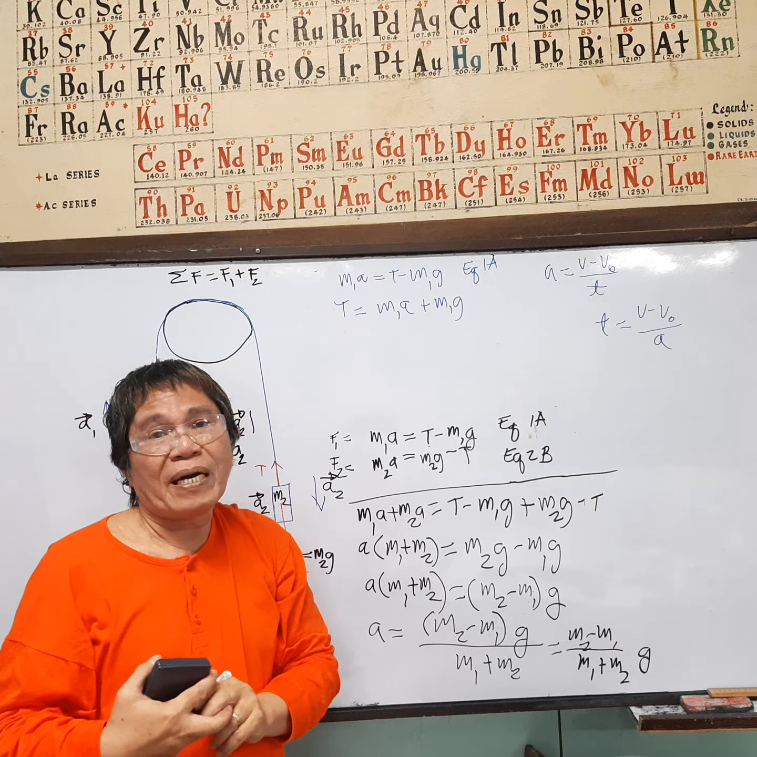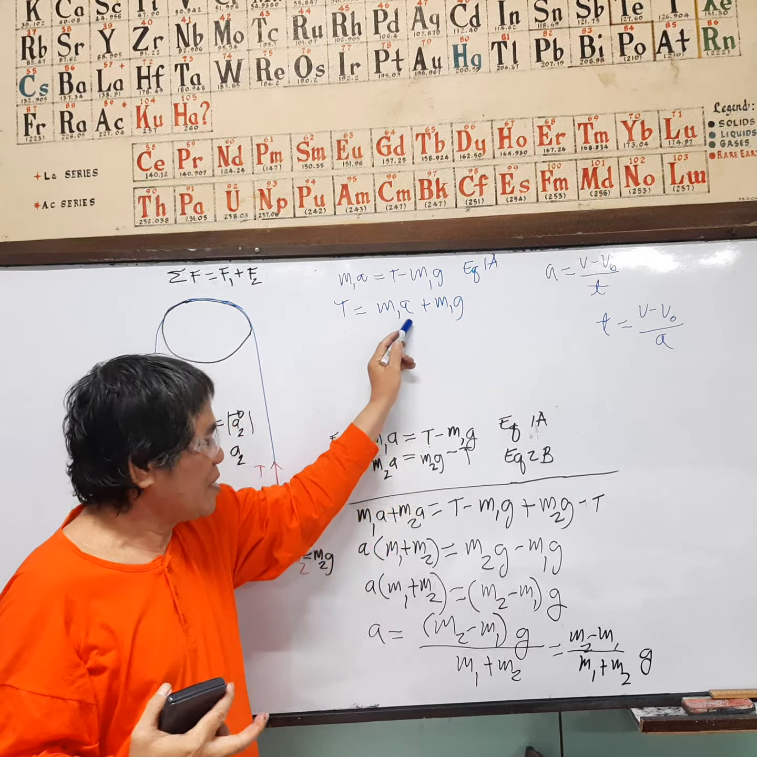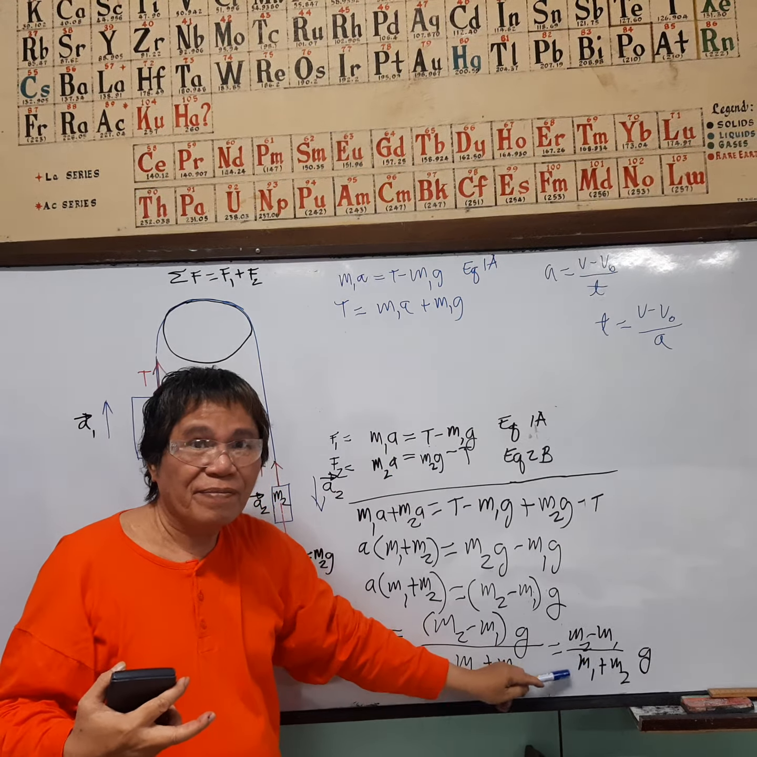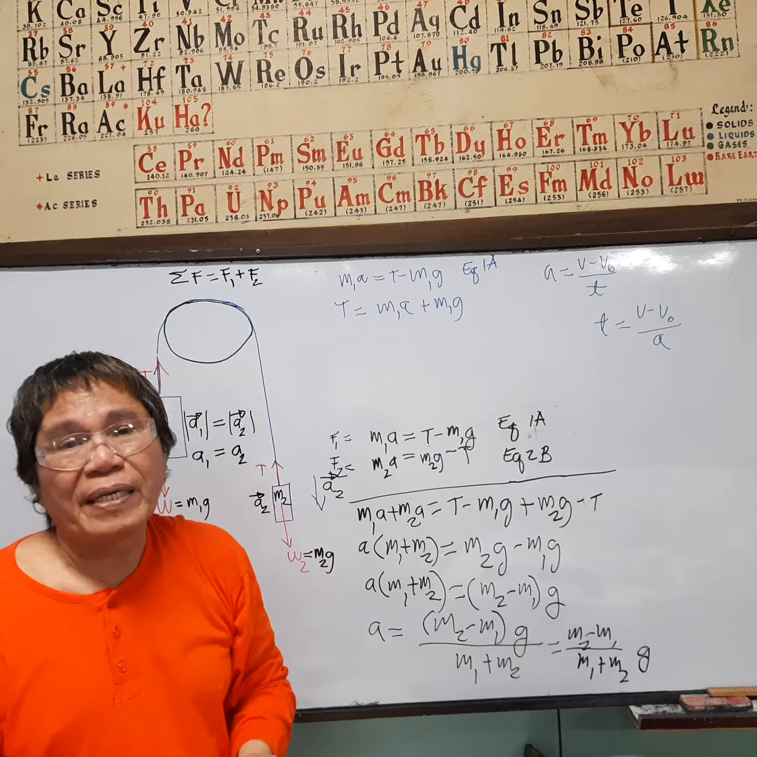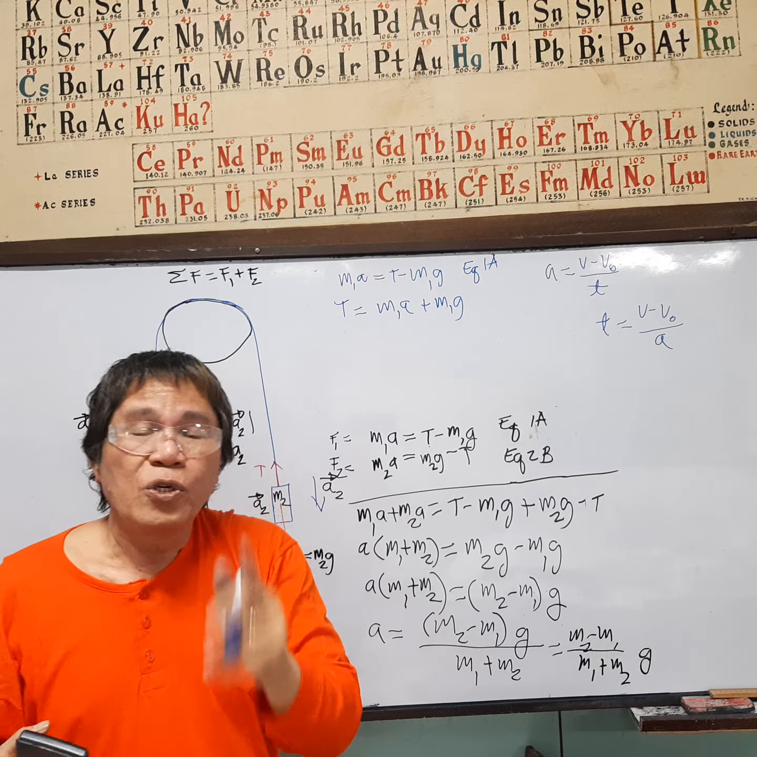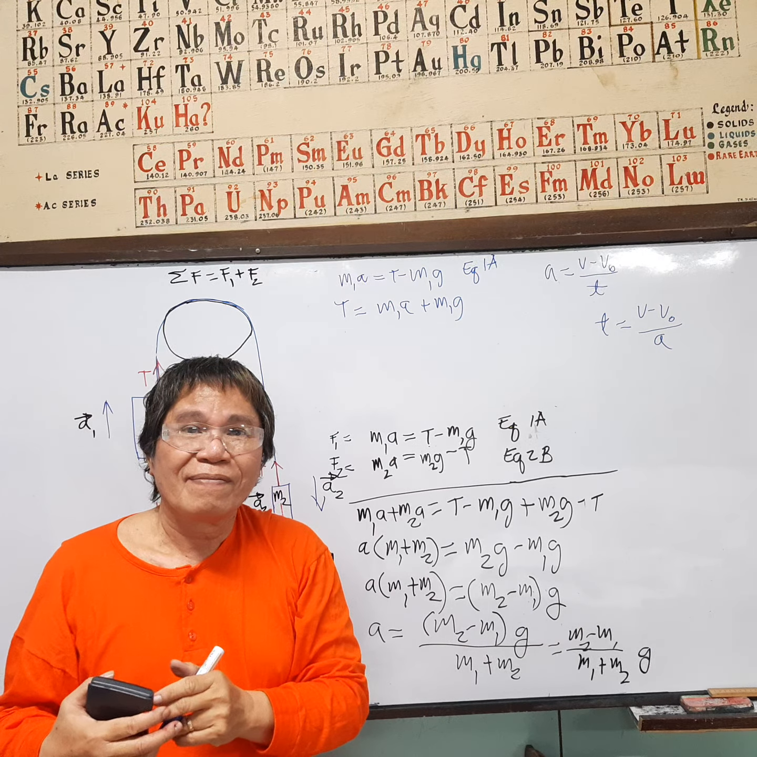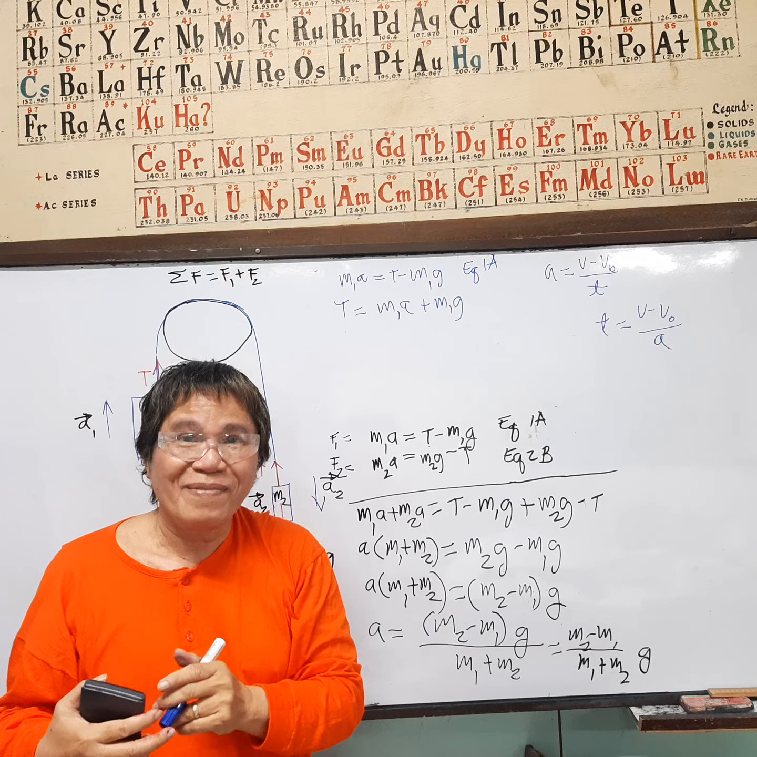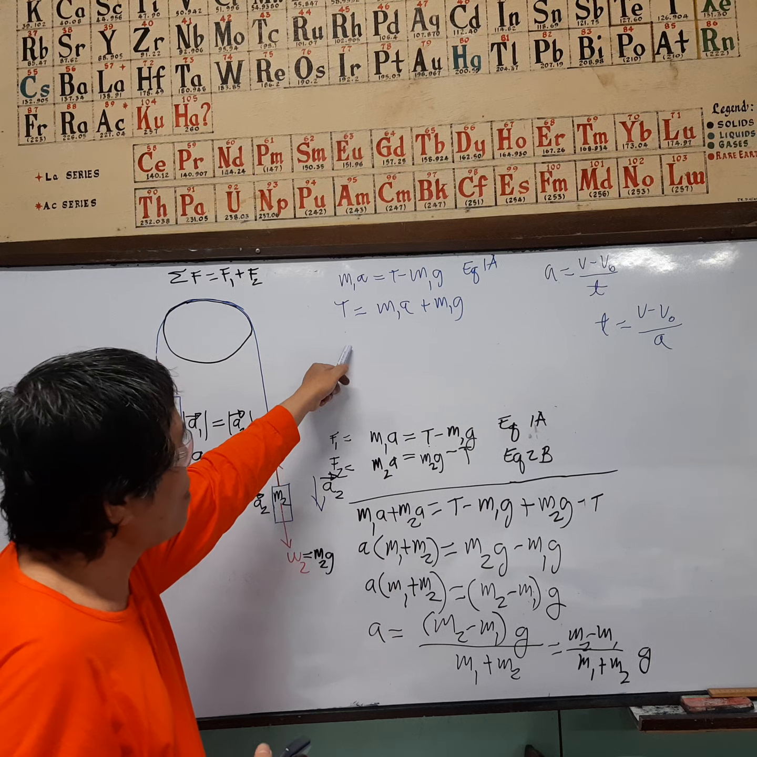M1 refers to the mass of the kids. A, acceleration coming here. G, of course, 9.81 meters per second squared. You indicate all the units. Okay? So, you already solved the problem.